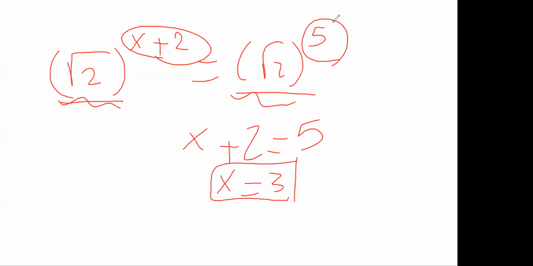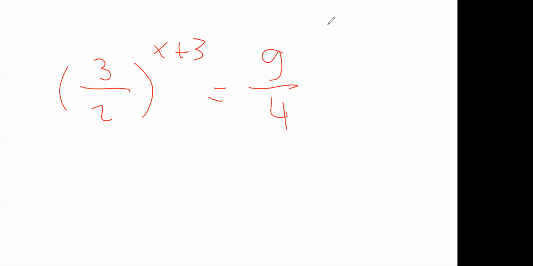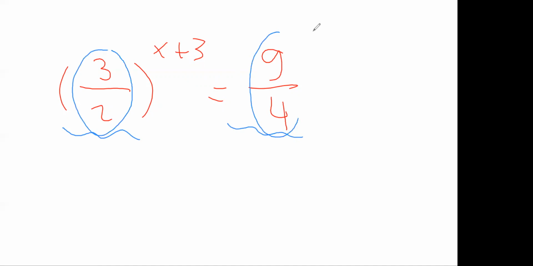Okay, but what about if the bases are not equal? How can I make them equal? Like 3 over 2 power x plus 3 equals 9 over 4. Here I want the value of x, and I looked at x, I found it is in the power, so I am searching for how I will make the bases equal. Here the base is 3 over 2, but here the base is 9 over 4. I will think how to make this one 3 over 2, or maybe 2 over 3, and then I will change the sign of the power.